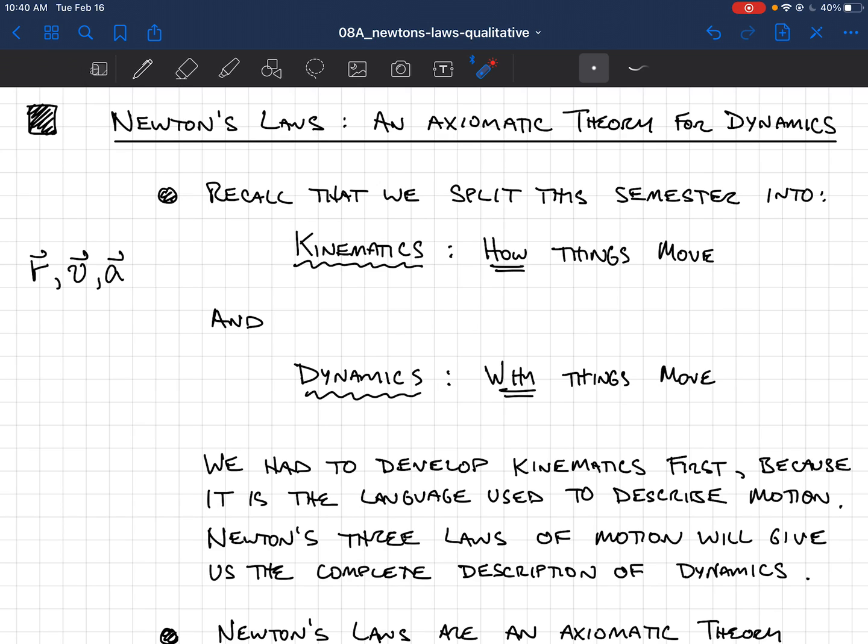Dynamics is the subject of Newton's laws, and that tells us why things move the way they do. So while you can describe in kinematics exactly where something is moving through space, dynamics tells you why it's moving in that particular path. It's the connection between something called forces on objects and their kinematic motion. So we had to describe kinematics first. In fact, Newton invented calculus in order to write down the dynamical laws. But now Newton's three laws of motion will give us everything we need for the field of what's called classical mechanics, the motion of objects.